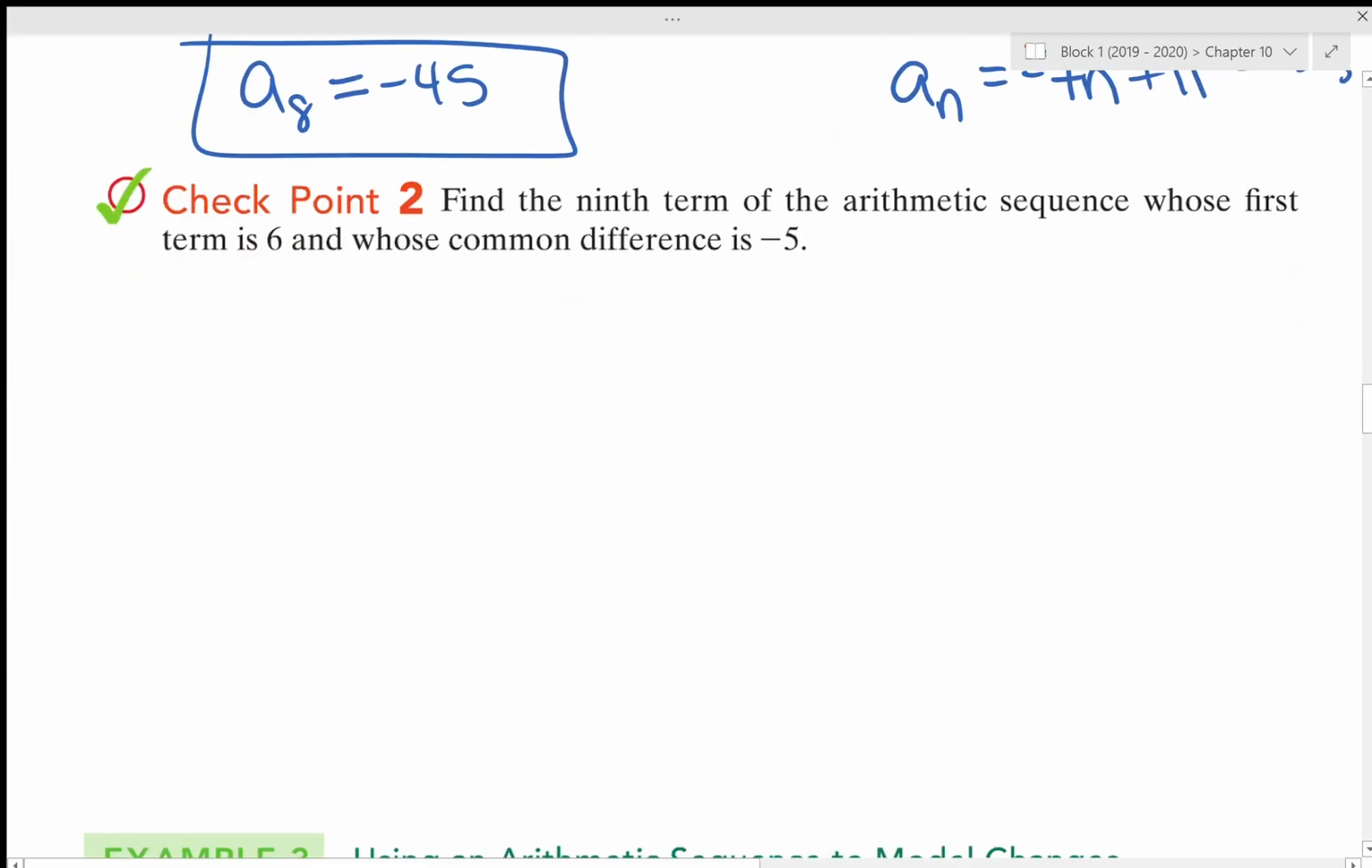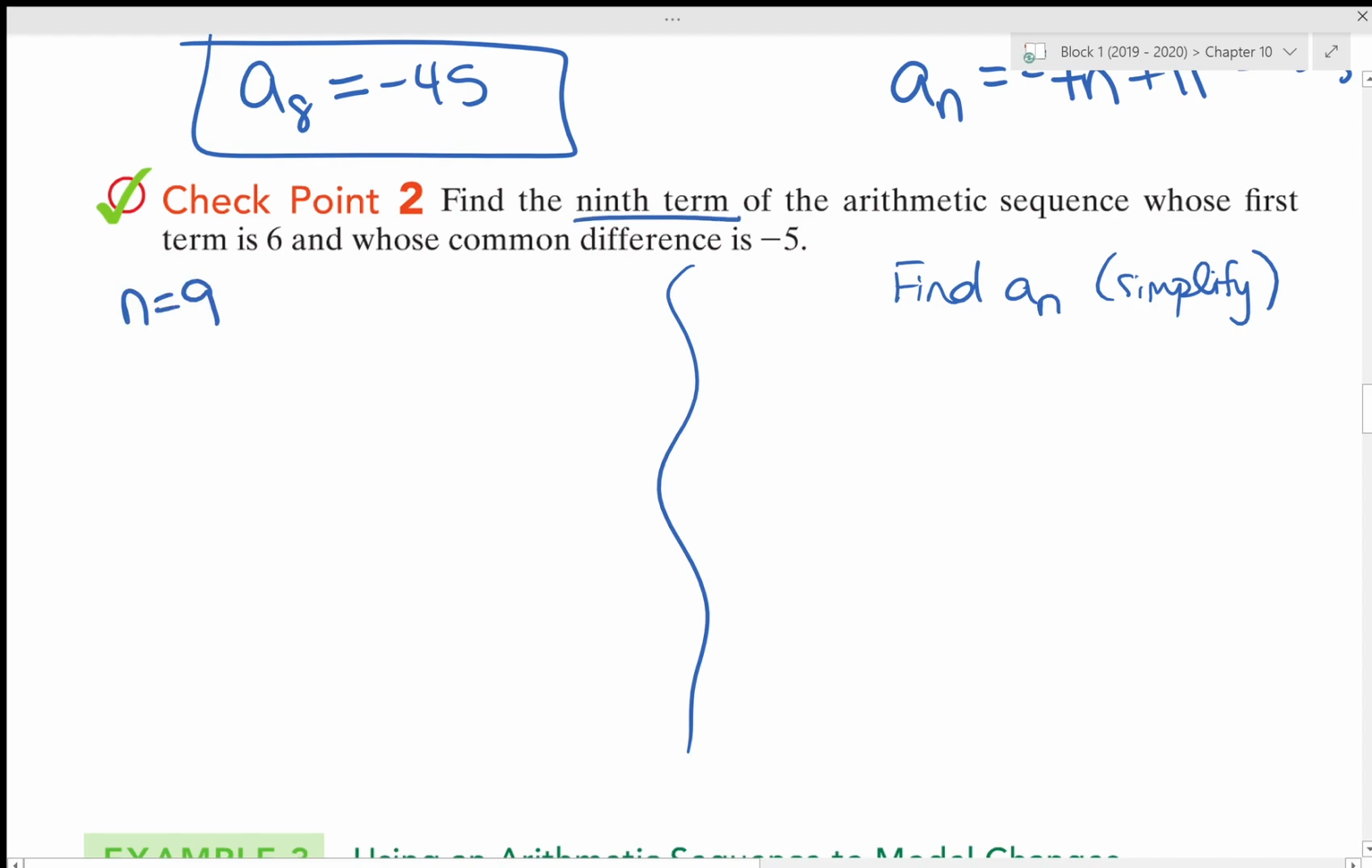So I would like you to pause the video and try checkpoint 2. Okay, I want you to find the nth term and also find a of n. And I want you to give me the simplified answer. All right. So the ninth term, so n equals 9, of the arithmetic sequence whose first term is 6, and whose common difference is negative 5.